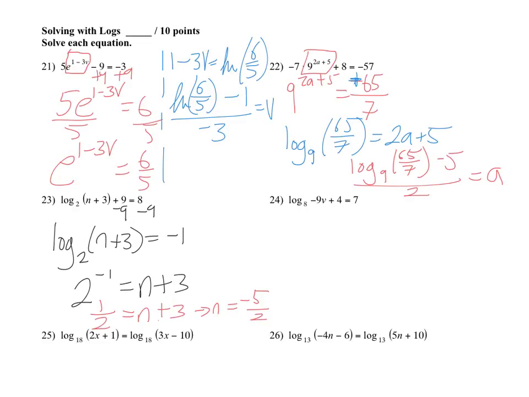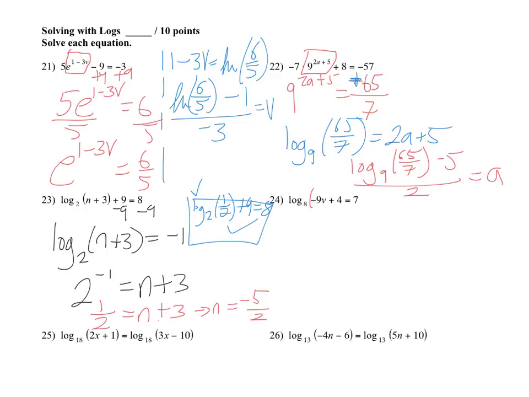If I were to plug that back in, we end up getting log base 2 of negative 2.5 plus 3 is a half, plus 9 equals 8. So that's negative 1 plus 9 is 8, so that worked. That is not extraneous. You don't have to check this on the exponentials, you do have to check this on the logs.